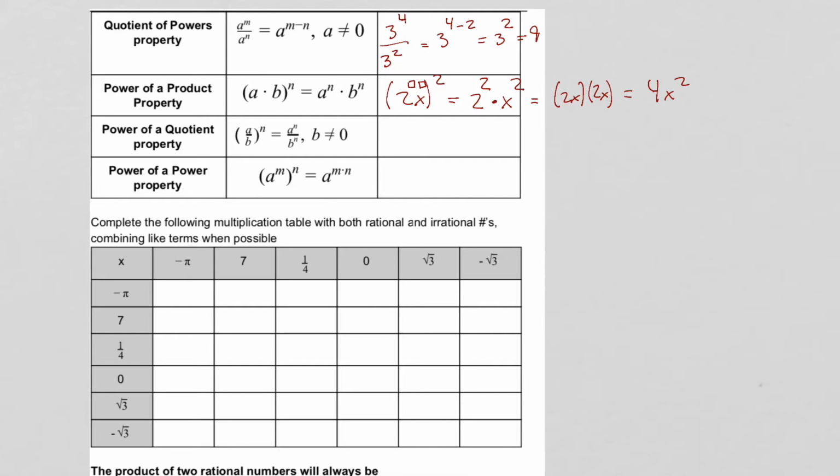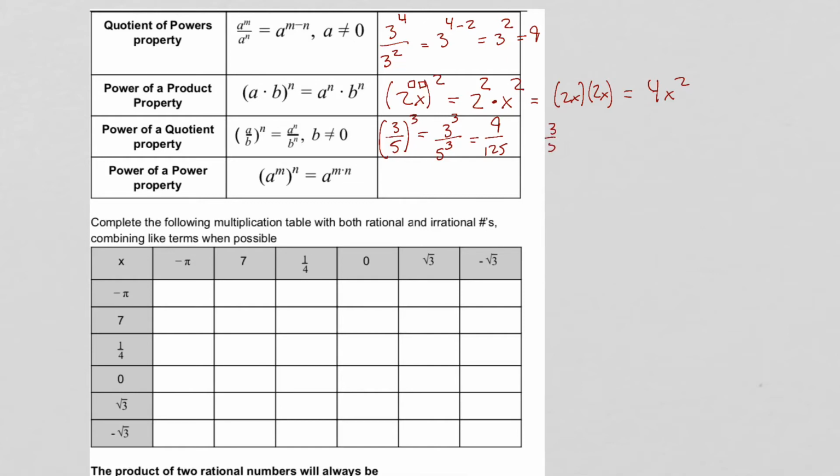The power of a quotient property likewise distributes if my bases are different. If I have a divided by b, to the n power, that's the same as a to the n divided by b to the n. And let me give you another numerical example. If I have 3/5 raised to the third power, that's the same thing as saying 3 to the third divided by 5 to the third, right? And you're going to wind up with 27 over 125.